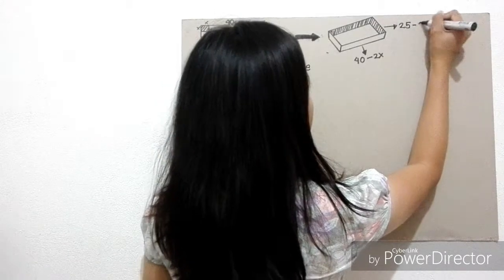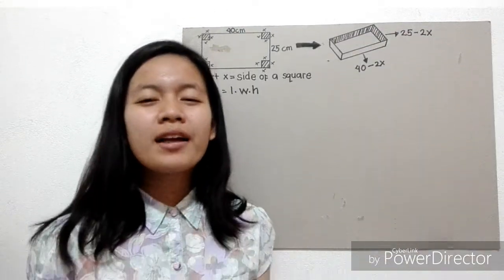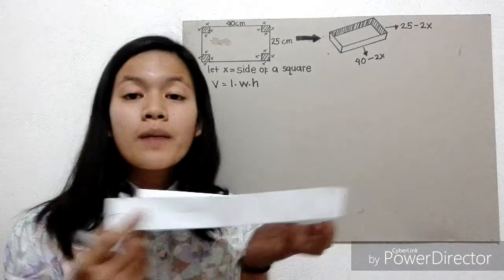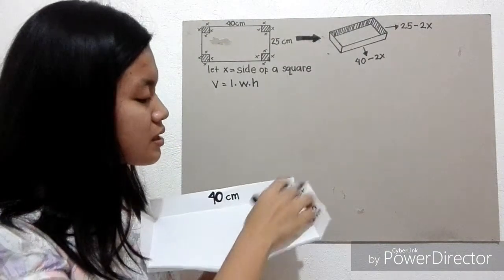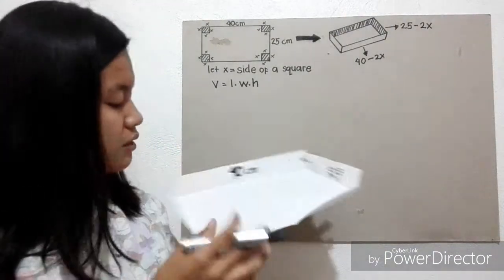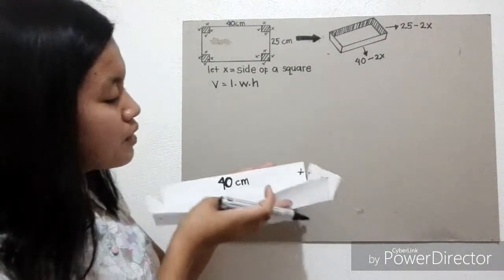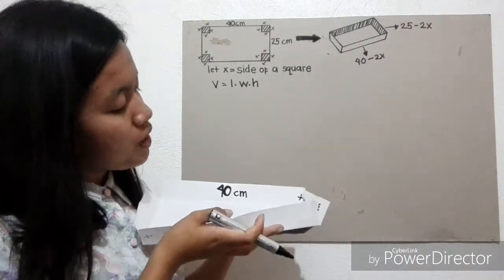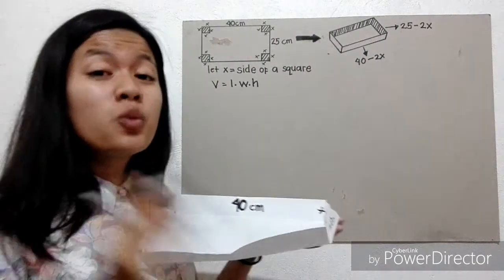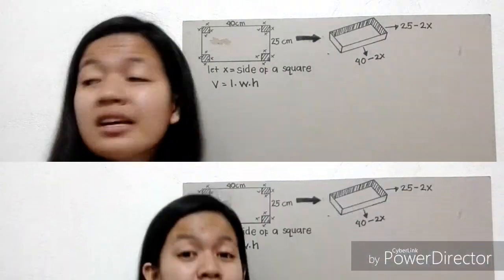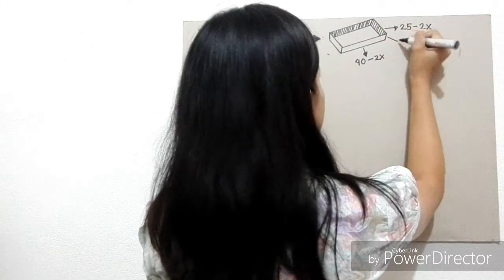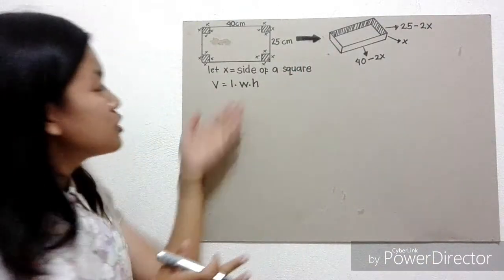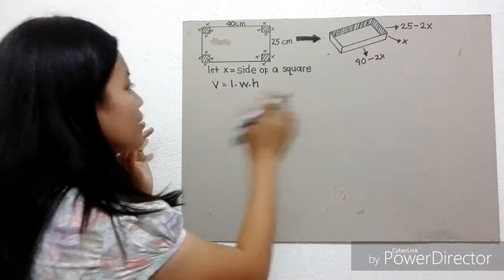25 minus 2x. Now for the height of our rectangular cake dish, let's go back to this representation I showed you earlier. We know that this side is x, this side is x, and all other sides of the squares. If we fold this up, we can conclude that the x here will become the height of our rectangular cake dish. So easy as that, the height of our cake dish is equal to x.